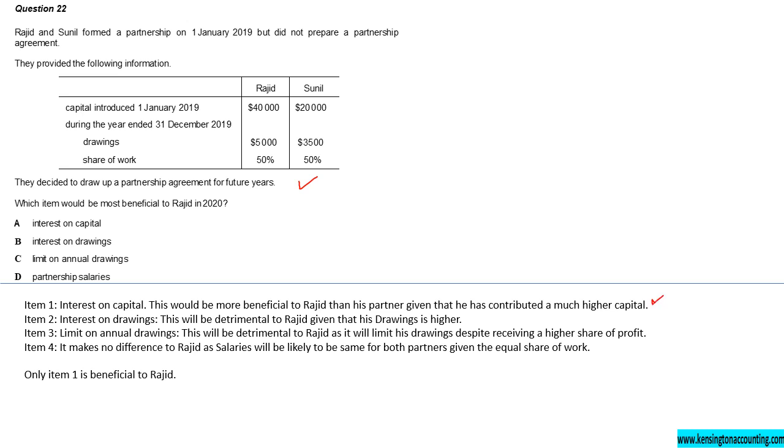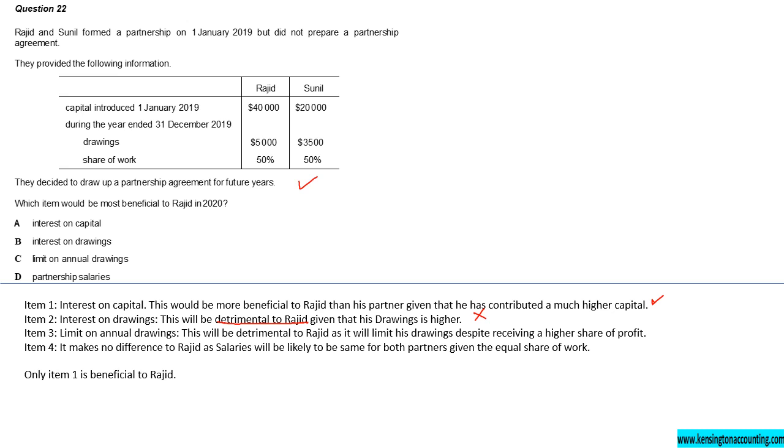Item number 2, interest on drawings. Now, interest on drawings will not be good to Rajit. In fact, it will be to his detriment because he has a higher drawings figure than his partner. Interest on drawings is calculated as a percentage of drawings. A higher drawings amount will be equal to a higher interest on drawings, and interest on drawings is a deduction to the share of profits for a partner. Therefore, this is not good. It won't be to the benefit of Rajit.